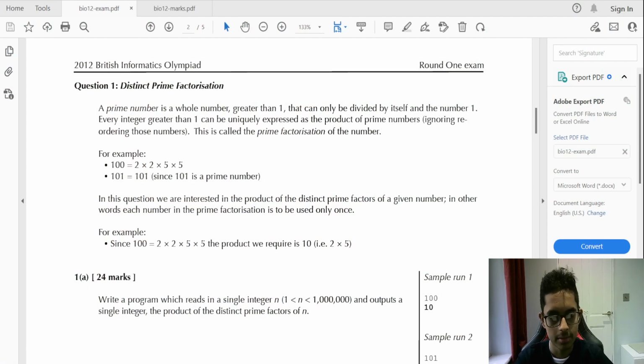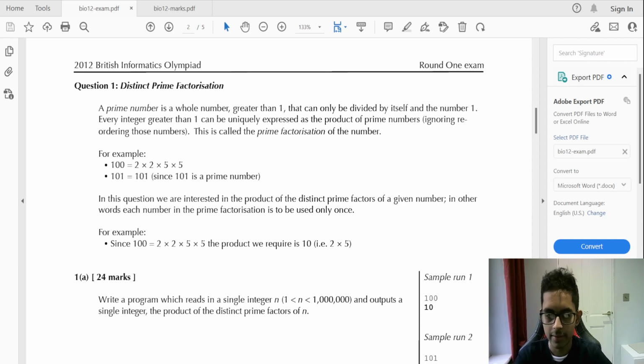I'm sure you guys know what a prime number is, and the prime factorization is basically having the number as a product of all its prime factors. So 100 becomes 2 times 2 times 5 times 5, since this is the only unique way to get 100 from its prime factors. And we want the distinct prime factorization, i.e. since this is 2 times 2 times 5 times 5, we don't want the duplicate 2's and duplicate 5's. We only want 2 and 5.